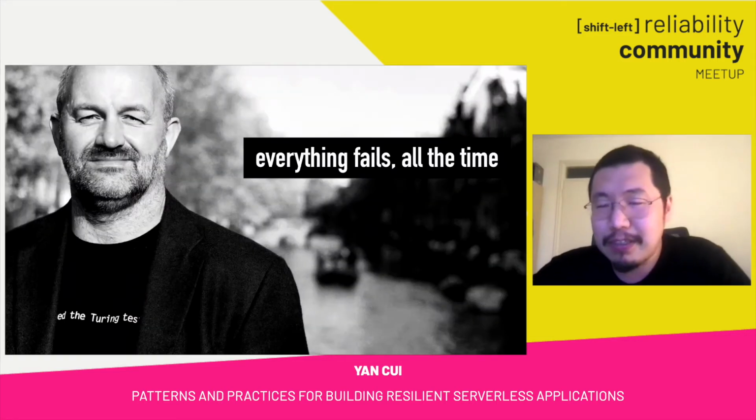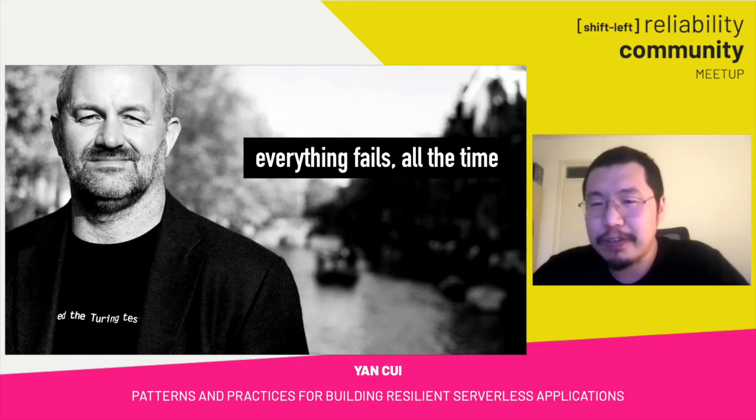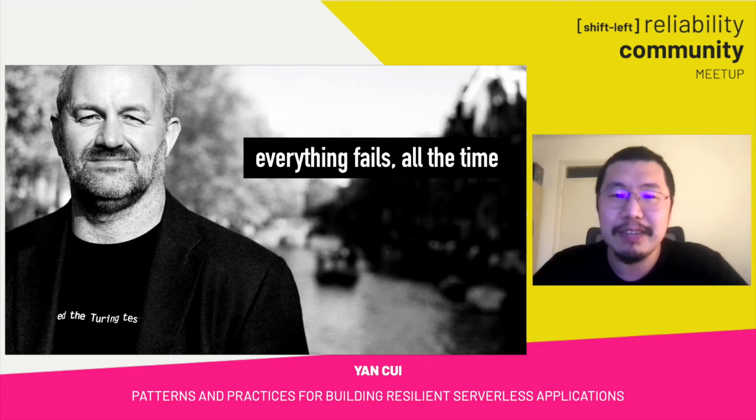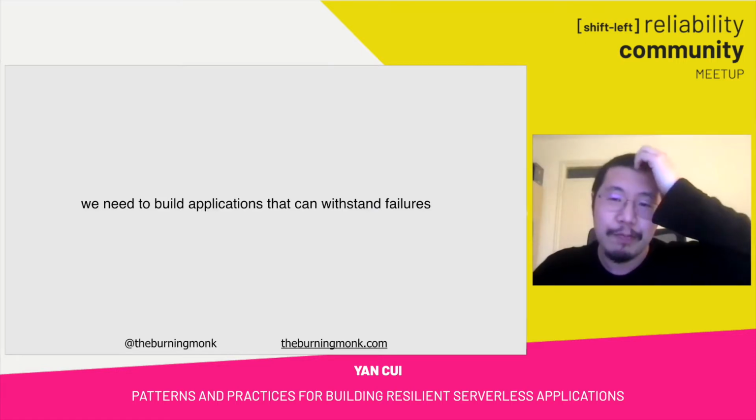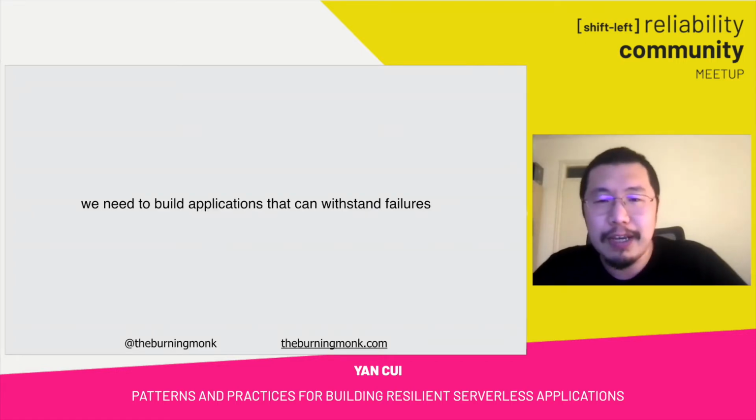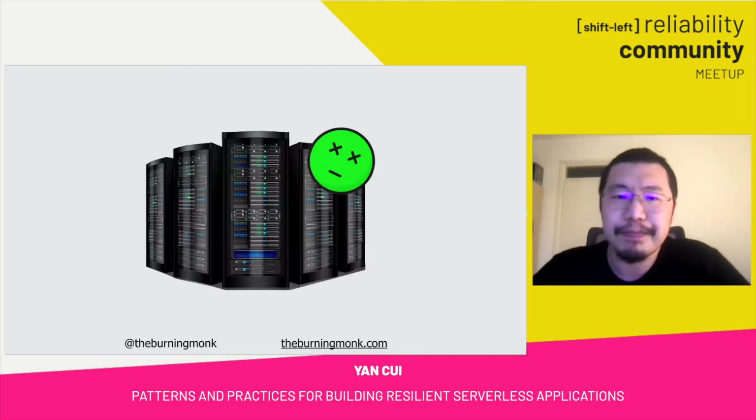And as Amazon's CTO, Werner Vogels, famously said, everything fails all the time. It's a fact of life, and there's just nothing we can really do about that. But what we can do is build applications that can withstand the different kinds of failures that we're going to see in production, and quickly recover from them as much as possible.